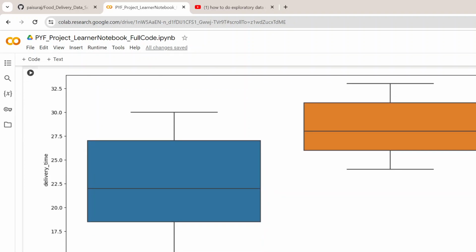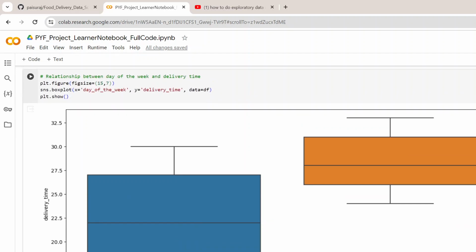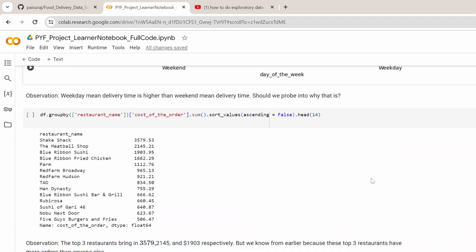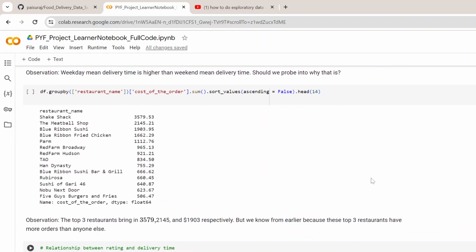I jotted it down that it's higher, and we should probably probe into why that is. Is it because there's more traffic, and so the delivery time's higher? This is something worth looking into. And so, group by restaurant.